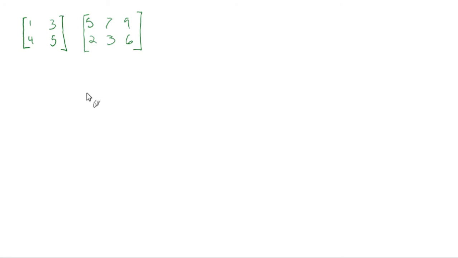First, the thing we're going to want to do each time we multiply matrices together, whether you believe it yet or not, is first we're going to write the dimensions of each matrix down. So this is a 2 by 2, and this is a 2 by 3.